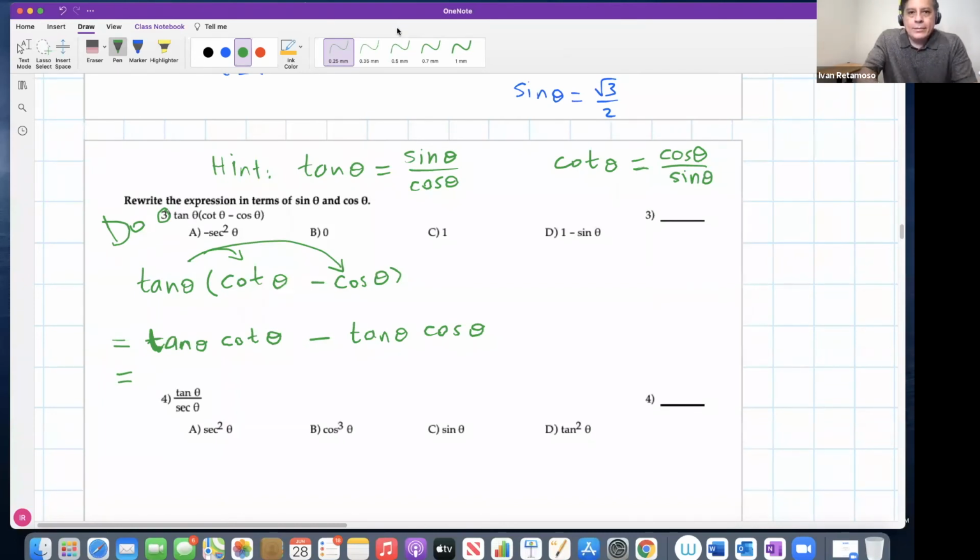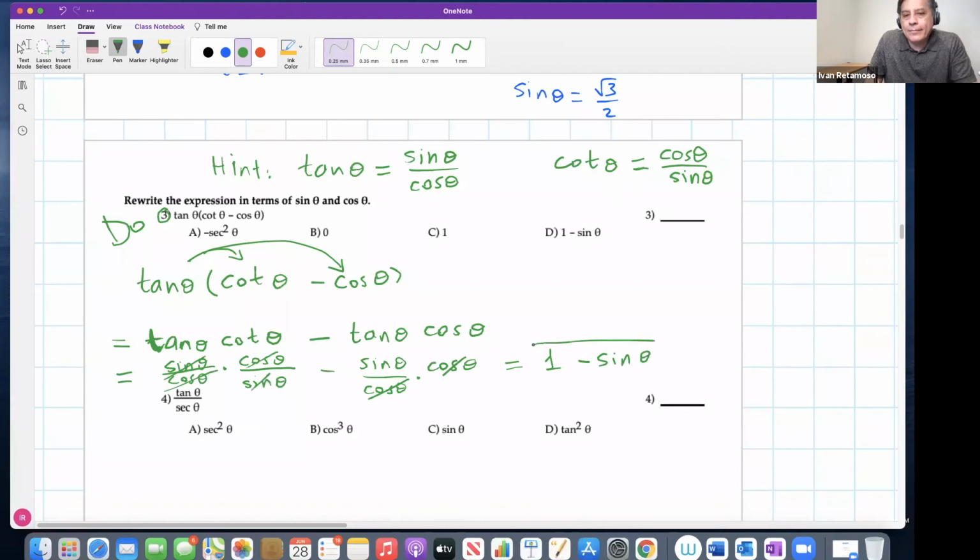All right, let's do it together so we can move on. A tangent, remember, based on the quotient identity, is equal to sine of theta over cosine of theta. Cotangent is cosine of theta over sine of theta, right? Minus tangent, sine of theta over cosine of theta. Cosine is just cosine. Simplifying, look, cosine cancels with cosine, sine cancels with sine. This is just 1. Minus cosine cancels with cosine. 1 minus sine of theta is the simplified version of this expression, right? So this guy.